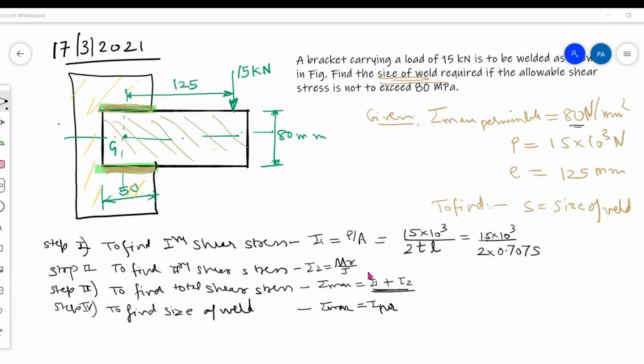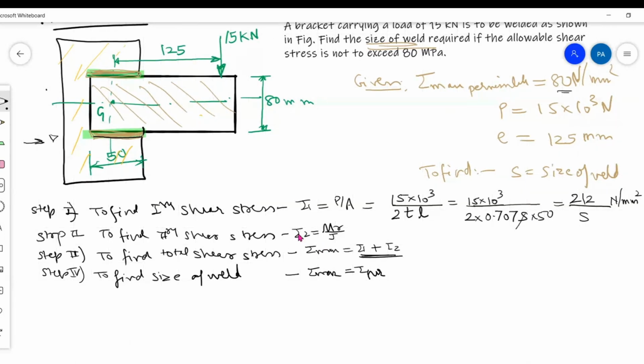L is given as 50. Where is L? Length of weld. You can see this is the length of weld L. The weld starts from here to here. Where will its triangle be seen? You have to view from here so that you can see the triangle. So into 50, what will you get? 212.16 upon S.